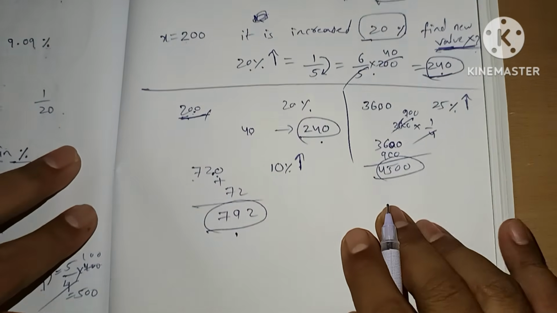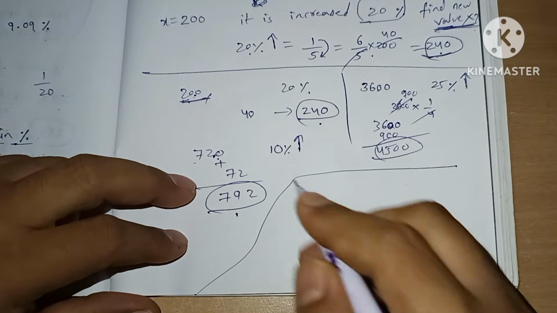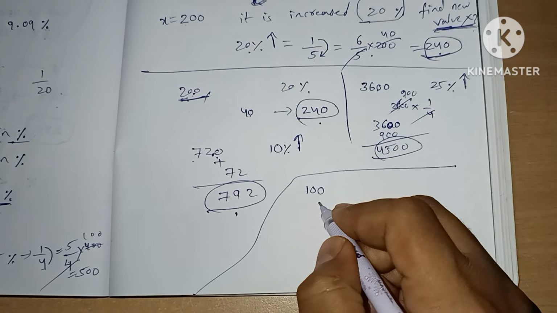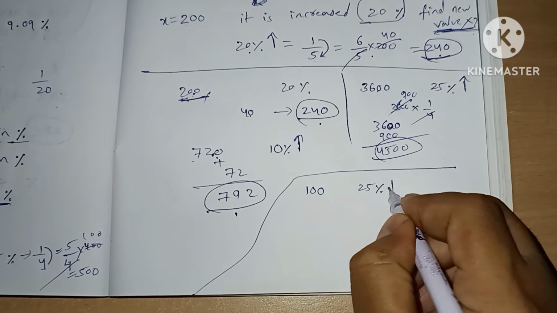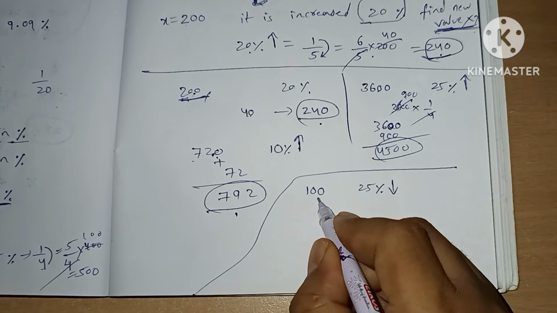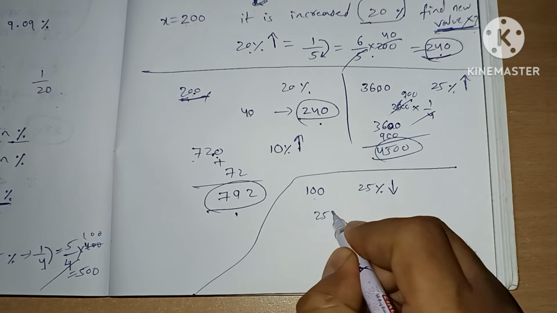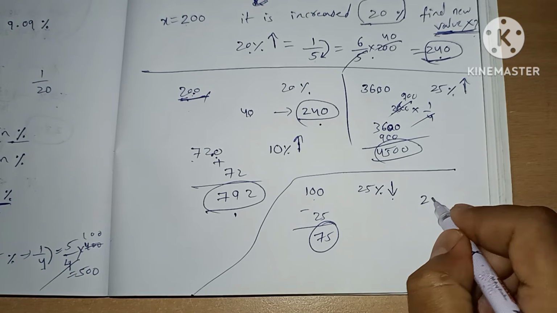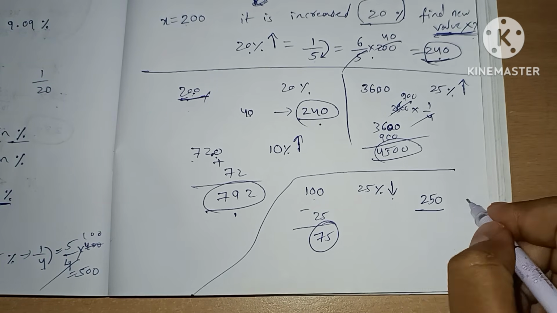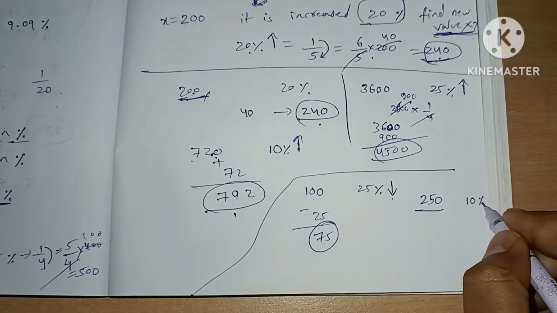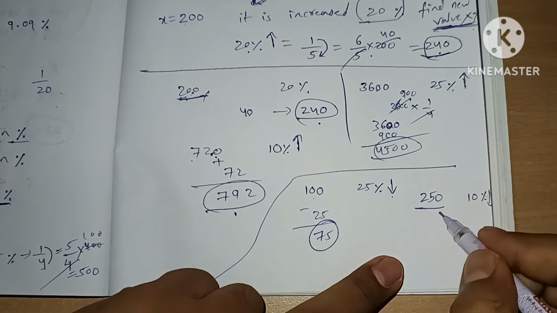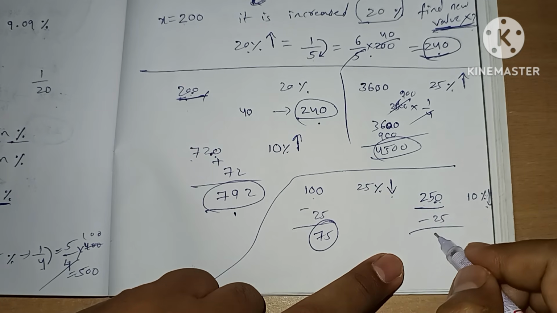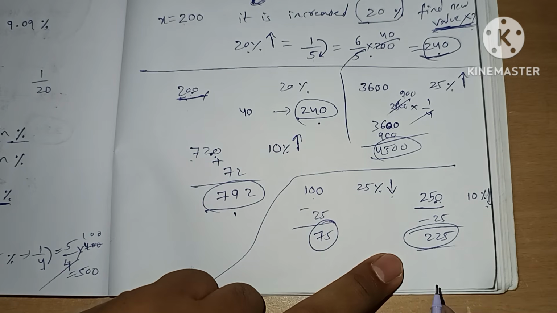For mind calculations, let's see with an example. Let's take 100 as a value. 25 percentage decreased means 25 percentage of 100 is nothing but 25. Decreased means we subtract, 75 is our answer. Let's take 250 as the value. 10 percentage decreased, then what is 10 percentage of 250? 25. Decreased means we subtract, we get 225. This is the answer.